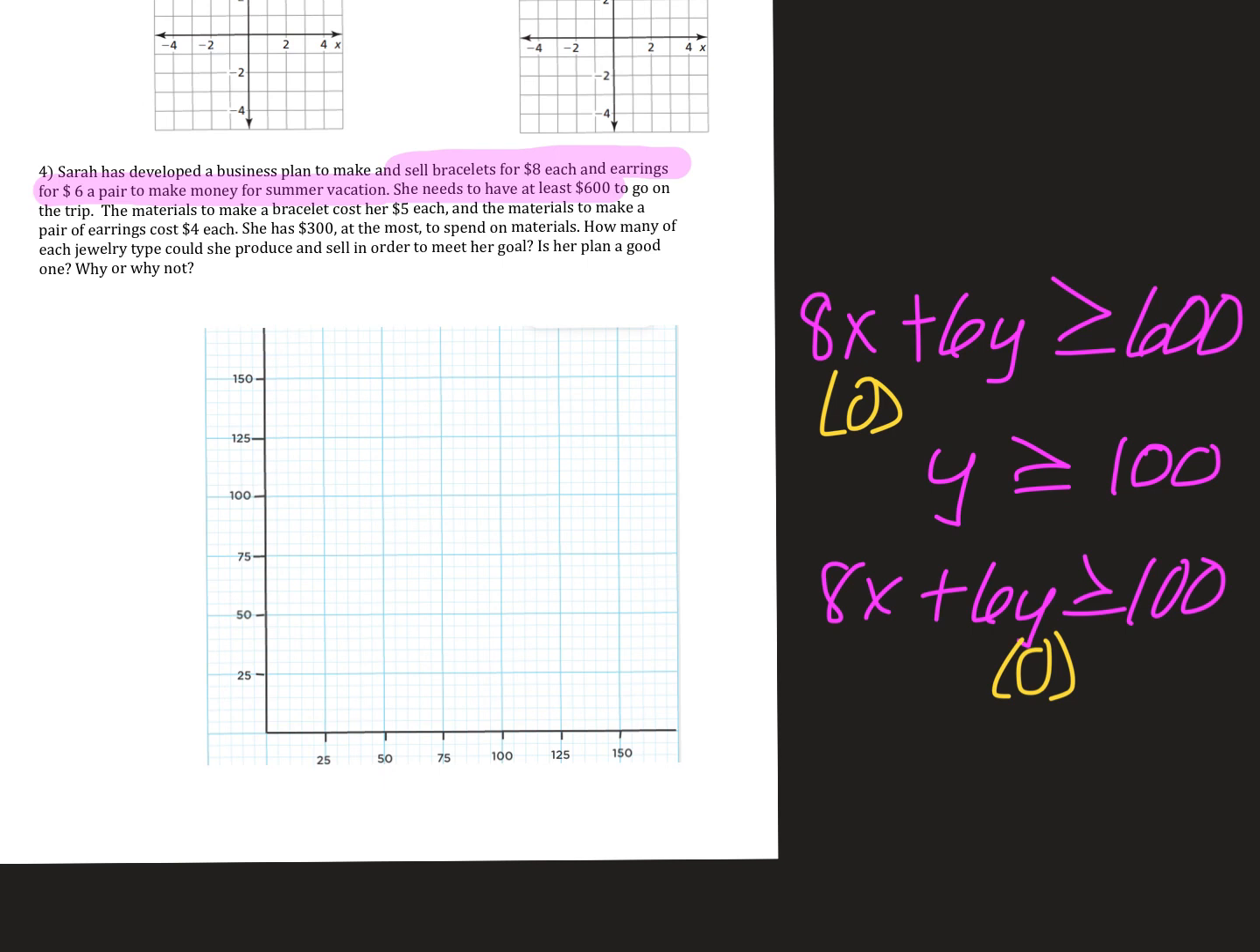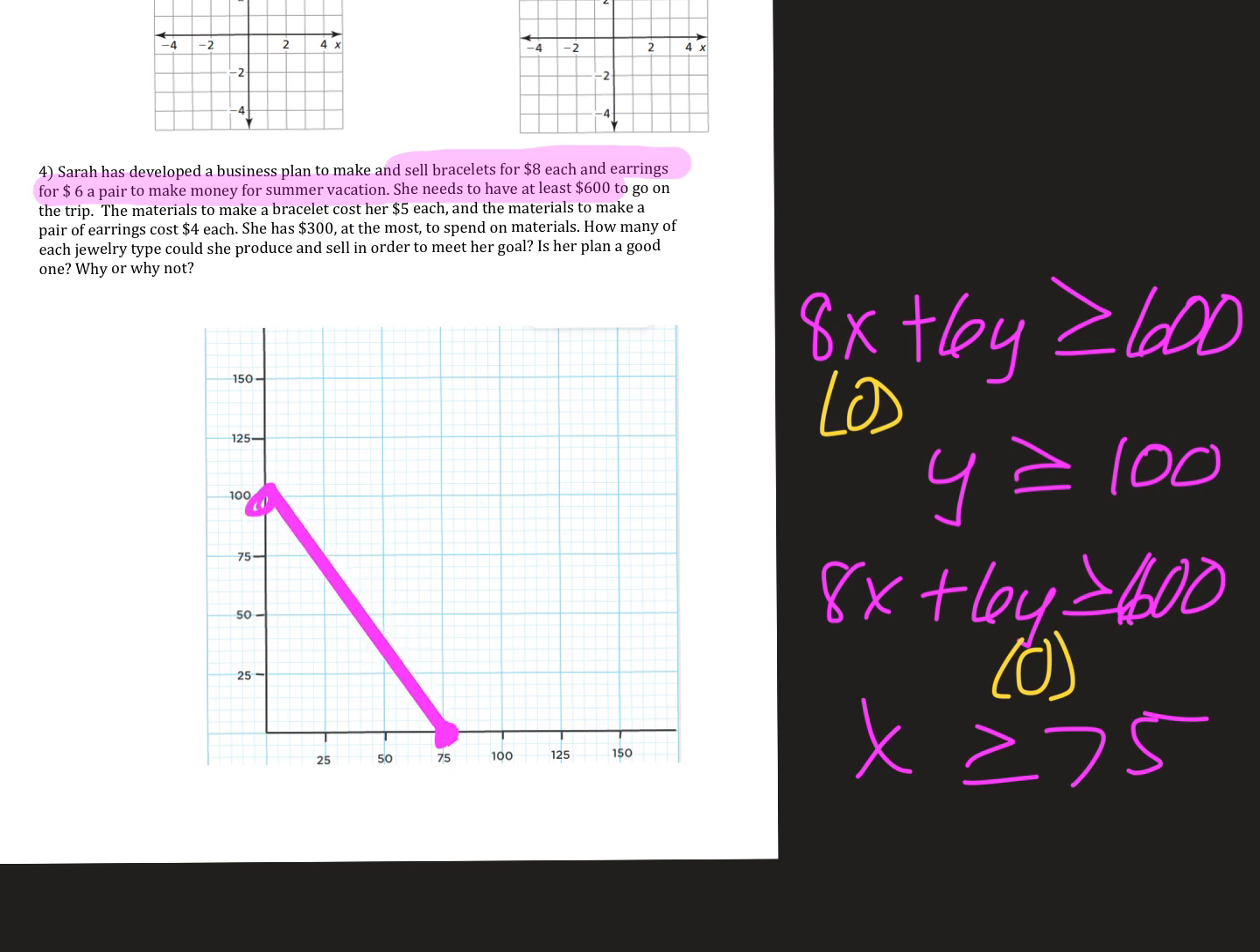Oh my gosh, I'm losing it. What is that? 600 divided by 8, good grief. 75. Oh, yeah, that's right. You're right. Yes. So my x is going to be 75. My y is going to be 100.